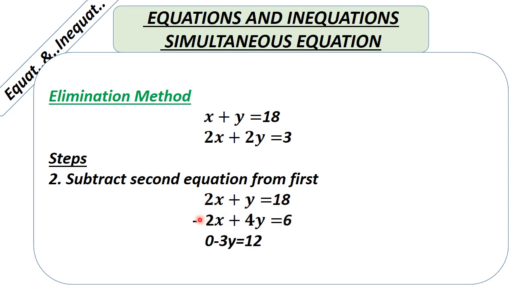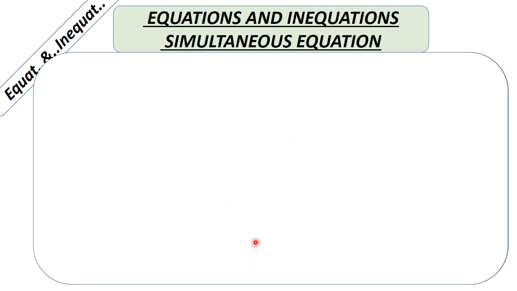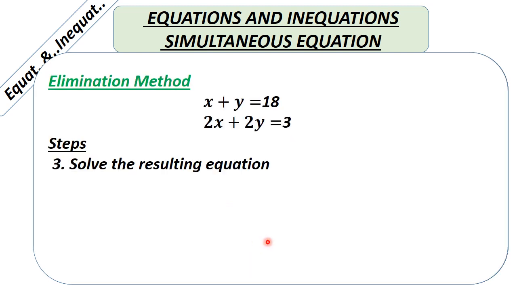This negative is not for 2x. Maybe I haven't written it well here. It just shows that you are subtracting everything on the bottom from everything on top. So 2x minus 2x is 0. y minus 4y is negative 3y. 18 minus 6 is 12. So we have 0 minus 3y equals 12. So after this, we solve for y, which is step 3.